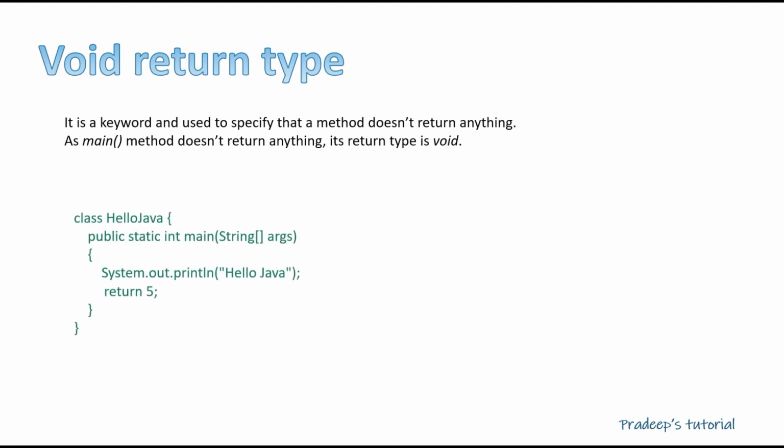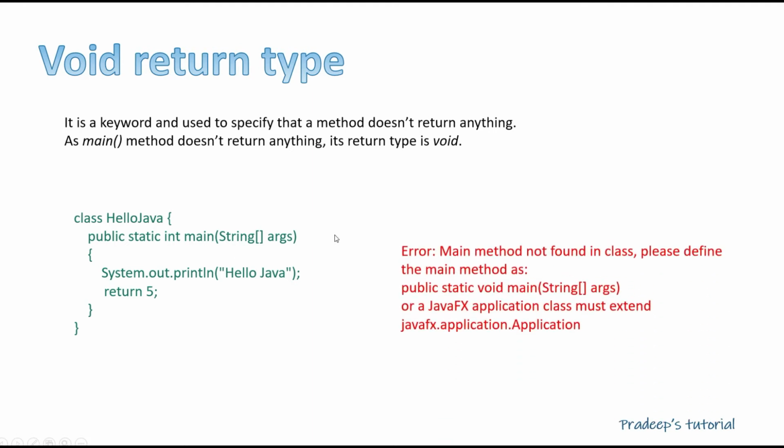So let's see a simple code again. I've just kept one return type here, and instead of void, I mentioned int. Now if I execute this, it'll give me an error again: main method not found in class. Please define main method as public static void main. So you cannot define something else. You cannot change the return type. It will always be void. Let's move to the next question. What is static?